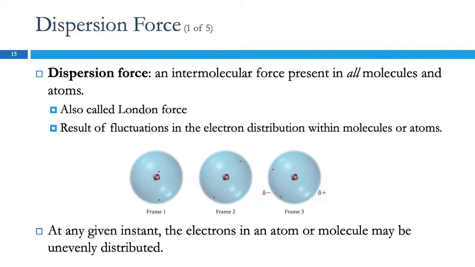So the first one, which is the weakest, is called the dispersion force. All molecules and atoms have dispersion forces. It's also called a London force, or a London dispersion force, or an induced dipole force, or a van der Waals force. It's got a whole bunch of names. I'm going to try to stick with the one the book uses, dispersion force.